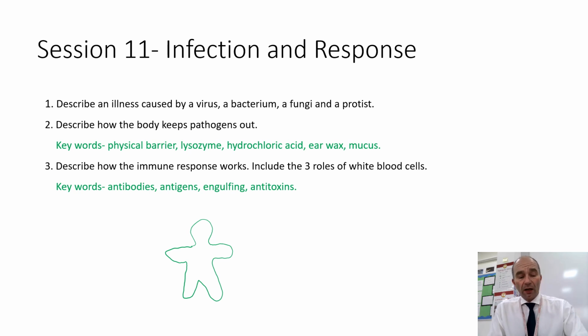Then your third activity is to describe how the immune response works. You need to include the three roles of the white blood cells. Again, if you want to do this as a diagram, a bit like a cartoon, that can be a good way to show it. Your key words are antibodies, antigens, engulfing and antitoxins.